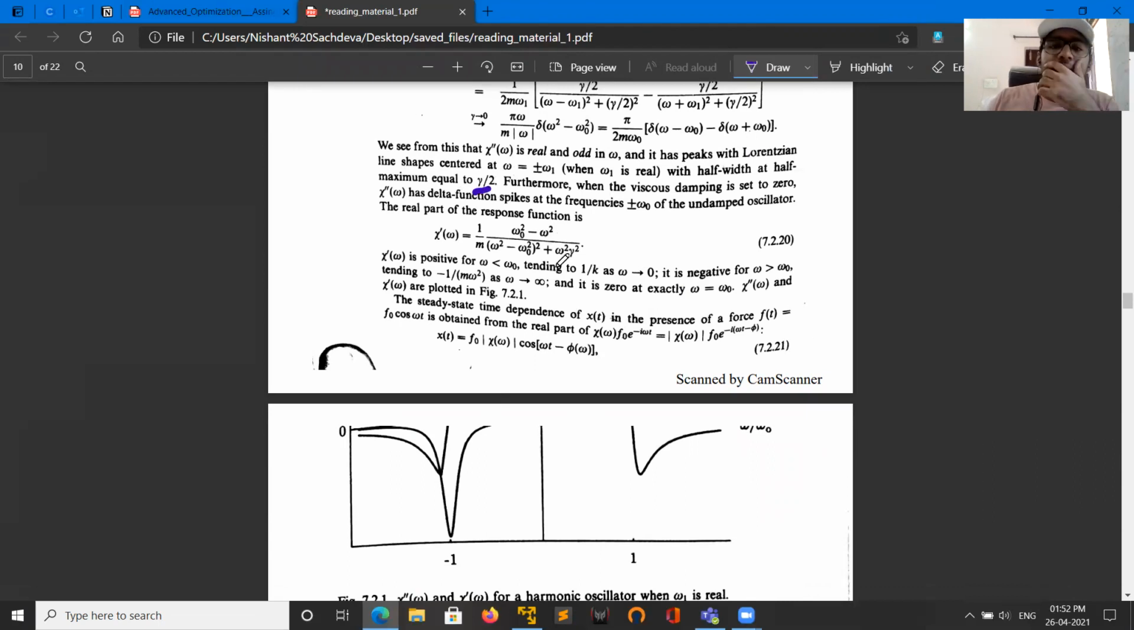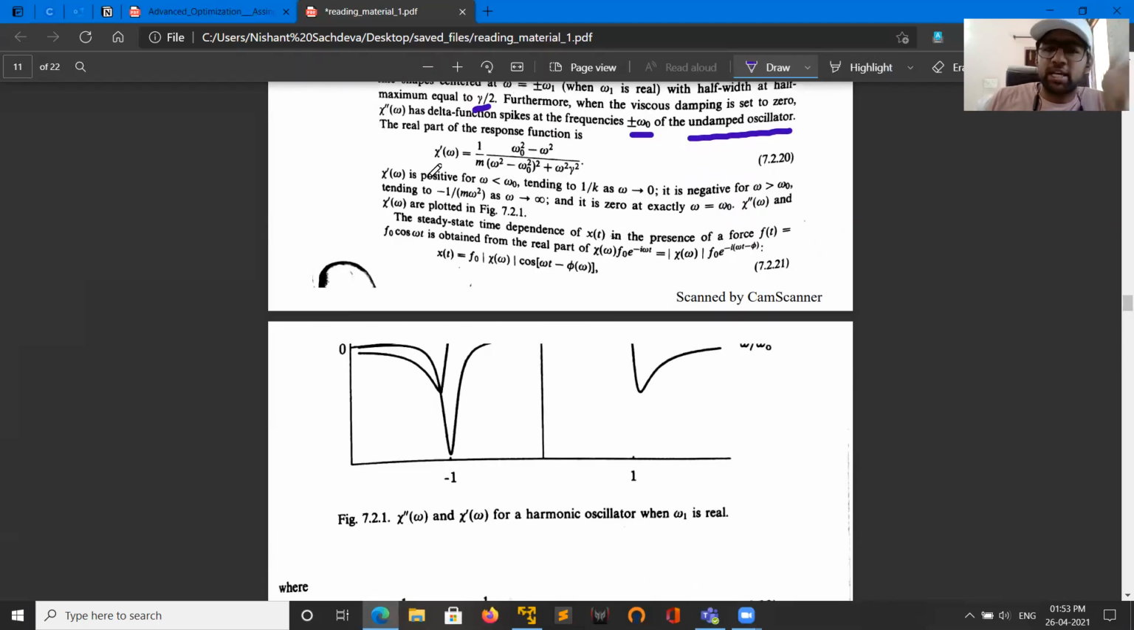Just be careful. Furthermore, when the viscous damping is set to 0, so there is no damping, then x double dash has delta function spikes at frequencies plus minus omega naught of the undamped oscillator. This so beautifully fits. It's almost perfect. The real part of the response function, x dash of omega, is 1 by m times omega naught square minus omega square. You just say the math. There's nothing other than that.